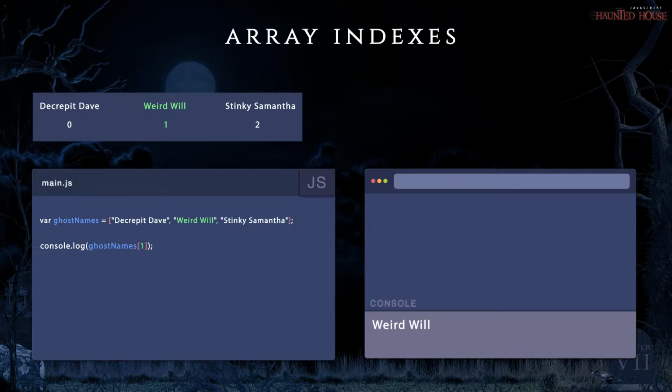We can also use indexes to change the value of an element in the array. For example, let's change the value of the element with the index 1. We can just access this element and then assign another value to it.